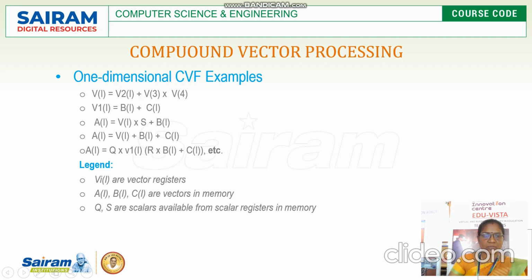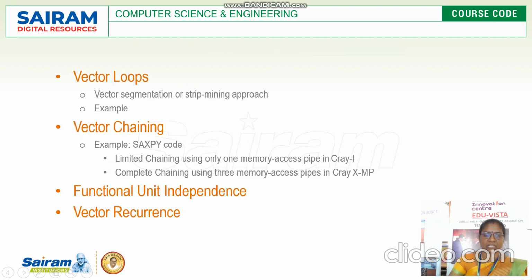This combination of instructions is called compound vector functioning. Here are some examples of compound vector functions. V2 of I plus V3 into V4 is one composite function. It carries out an addition operation and also a multiplication operation. After the operations are done, the result is stored in another vector register. Like that, these are combinations of more than one vector function.